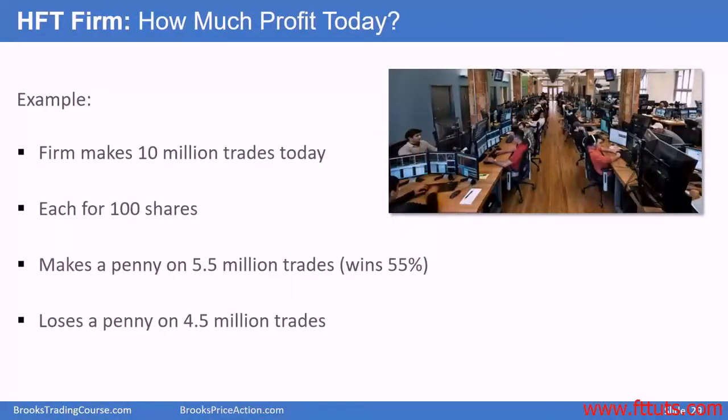Now back to a high-frequency trading firm. How much profit? Okay, let's say the firm took 10 million trades today, and each was for only 100 shares. Remember I said they trade small, but they trade often. They might trade 100 shares, 200 shares. 10 million trades today, and let's say they won 55% of the time. So 55% of 10 million trades means they won on 5.5 million trades. So they made a penny on 5.5 million trades, and they lost a penny on the other 4.5 million trades.